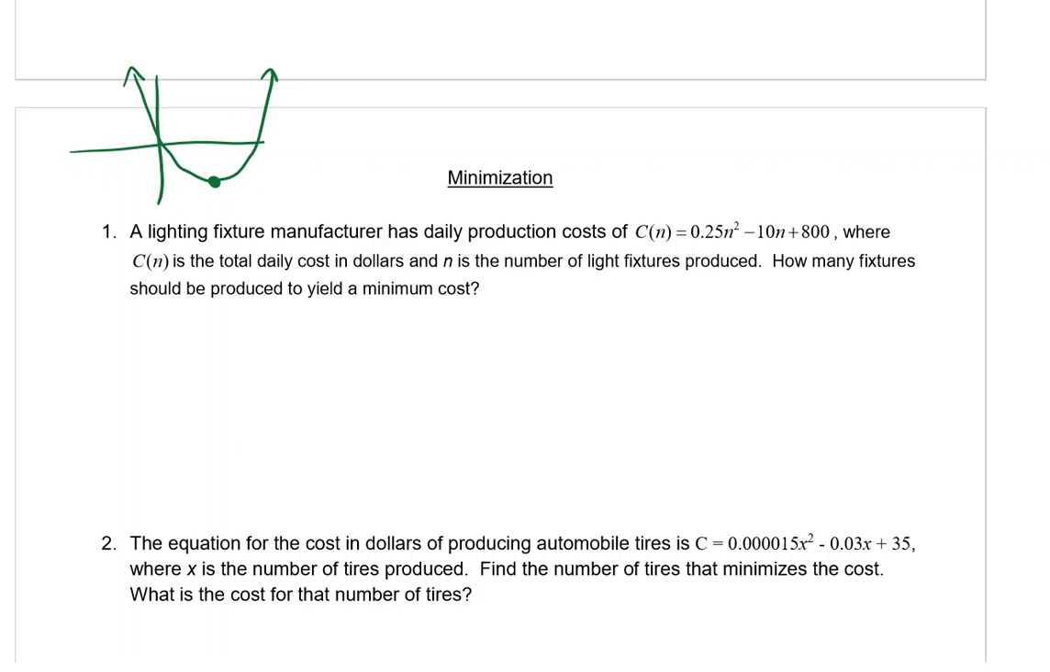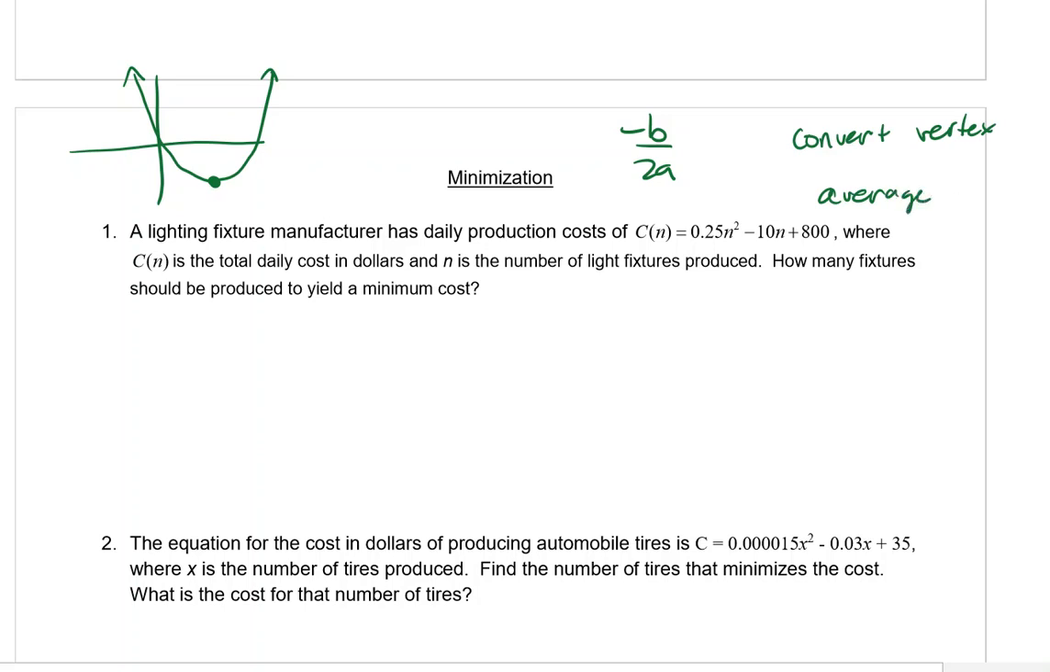For these minimization problems, I'm still going to use the same idea. I can either use negative b over 2a as one strategy. I can convert to vertex form if I feel so inclined. Or I can do the average of those x-intercepts. All those help me find the x value for that vertex.